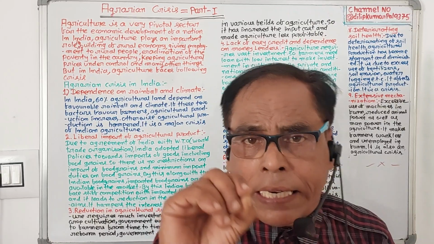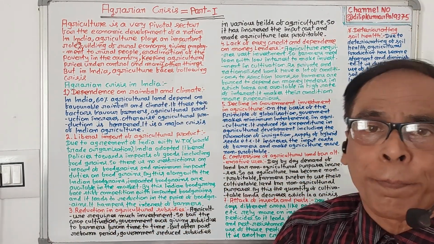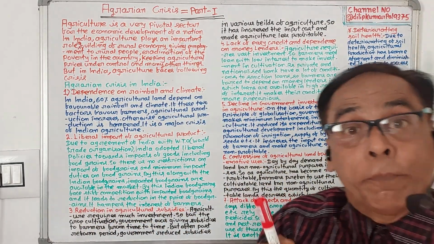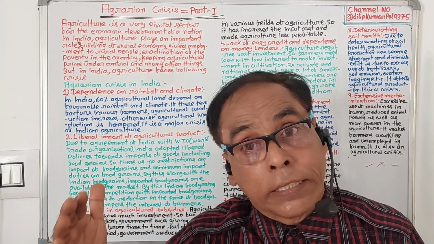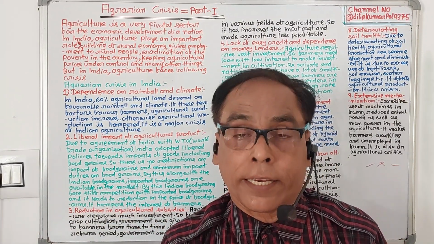So in agrarian crisis part 1, we have discussed 9 important problems of Indian agriculture. In the next video, we will discuss some other problems of Indian agriculture.